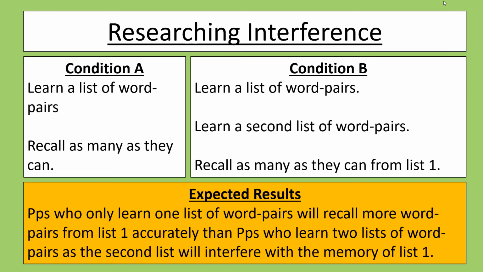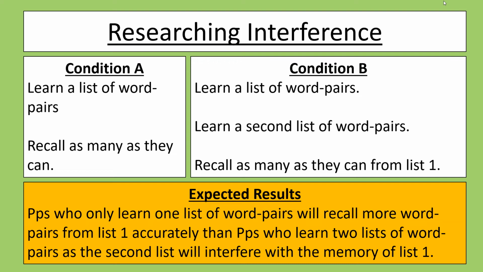So let's keep these really simple. If we have to design one of these studies in the exam, let's keep it simple like this. You're going to have two conditions, two groups. They're both going to learn a list of word pairs, and then one of them is going to learn a second list of word pairs. And then you're just going to ask them both to recall as many as they can from the first list.